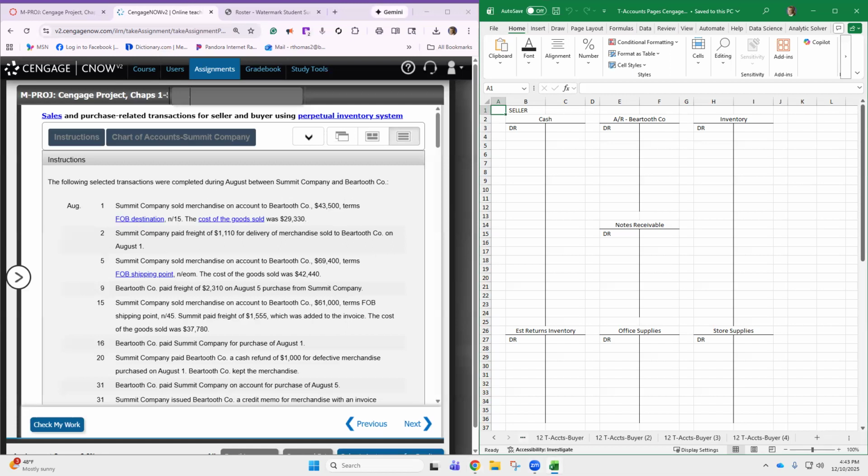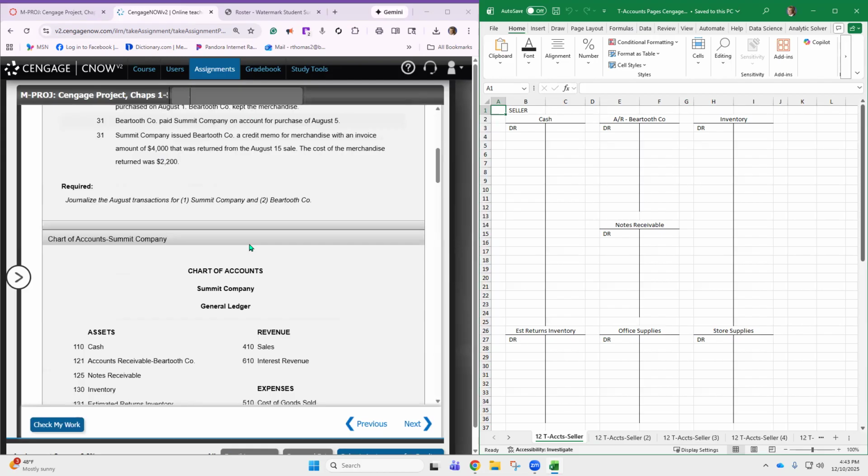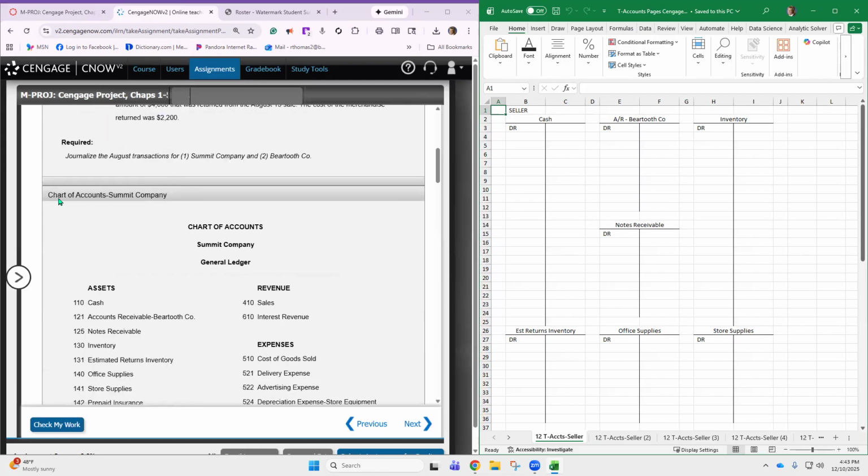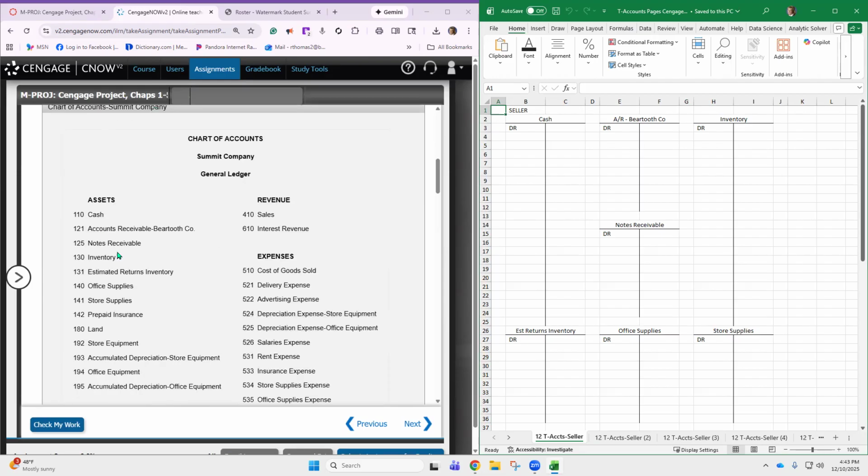They've made the chart of accounts for both of these exactly the same, except for one thing. Look real quick. I'm going to go down here to the chart of accounts. This says chart of accounts for Summit Company. We've got cash and accounts receivable, Beartooth Company. Beartooth is buying from Summit, and Summit is going to sell to Beartooth. We've got notes receivable.